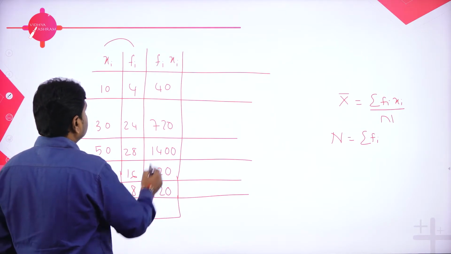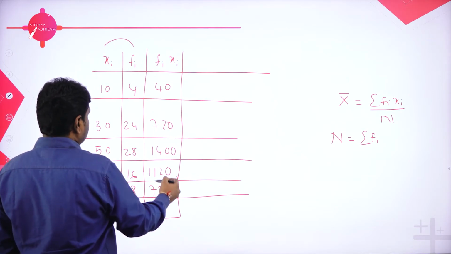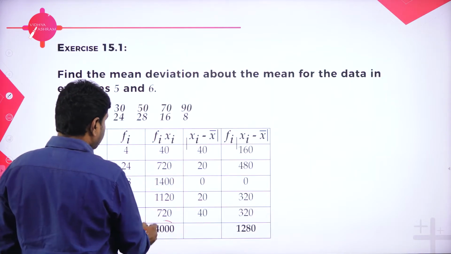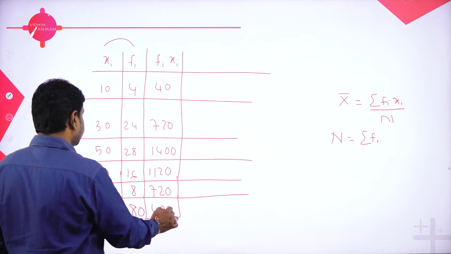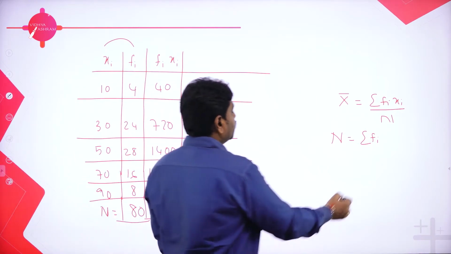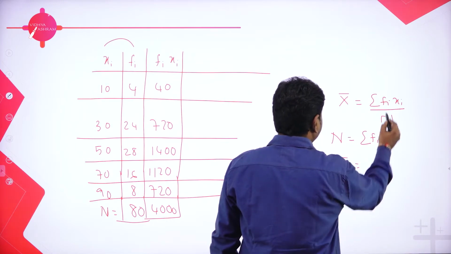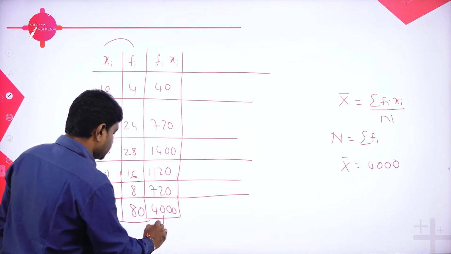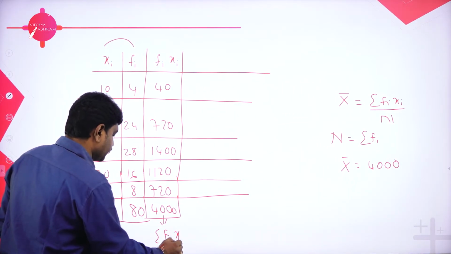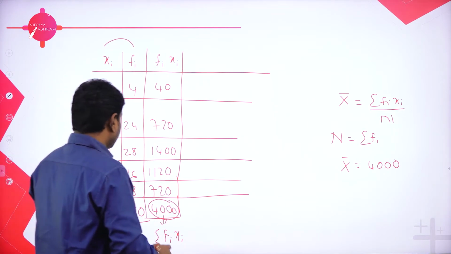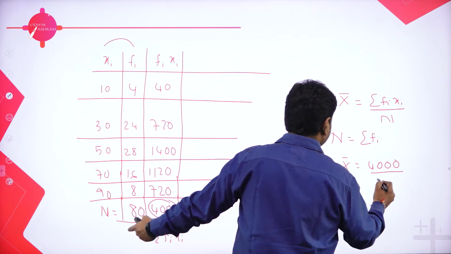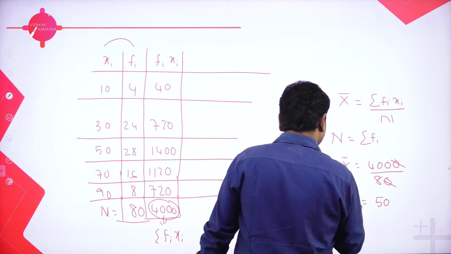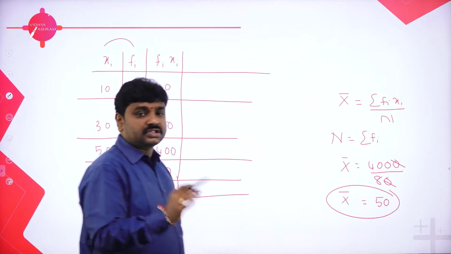Then add this column, fi xi summation. So 720 plus 1120 plus 1400 plus 720 plus 40. If you add all, you will get 4000. Now go to calculate the mean. The numerator is sigma fi xi, that is 4000. This column is called the summation, sigma fi xi. So 4000 divided by n, the sum of the frequencies, that is 80. 0, 0 cancels. 8 fives are 40, so 50. You got the mean as 50. So first your task is to get the mean.